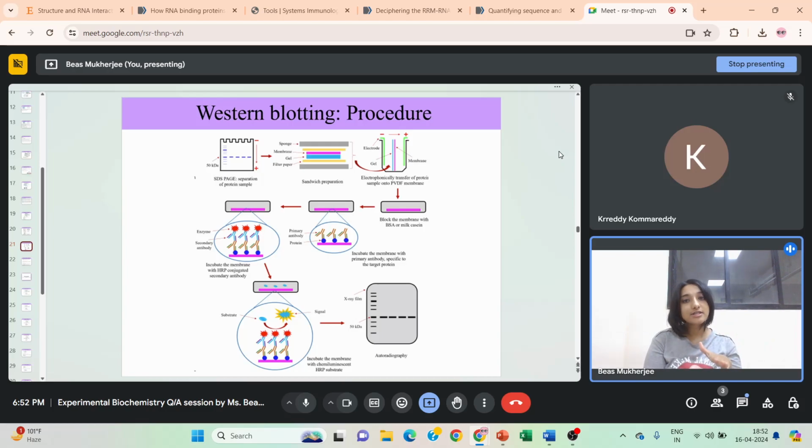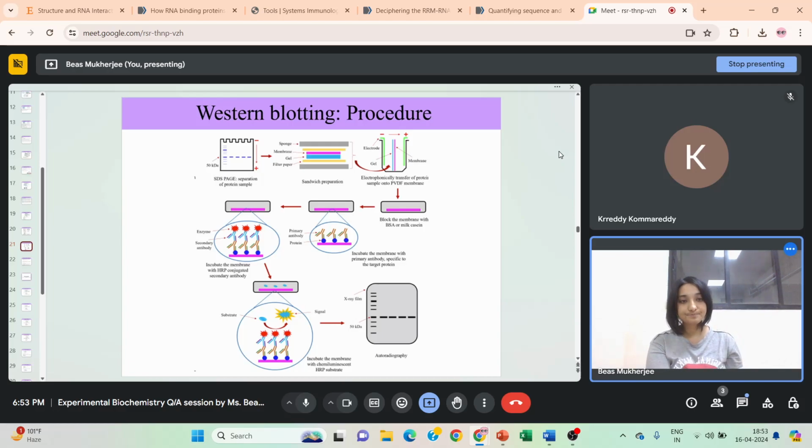And then we are blocking the membrane with BSA or milk casein. This is very interesting. To make sure that there are no non-specific interactions between the probe and the proteins of interest, we are blocking it using BSA. Then what happens? The primary antibody-protein interaction happens. Then you are adding the secondary antibody.